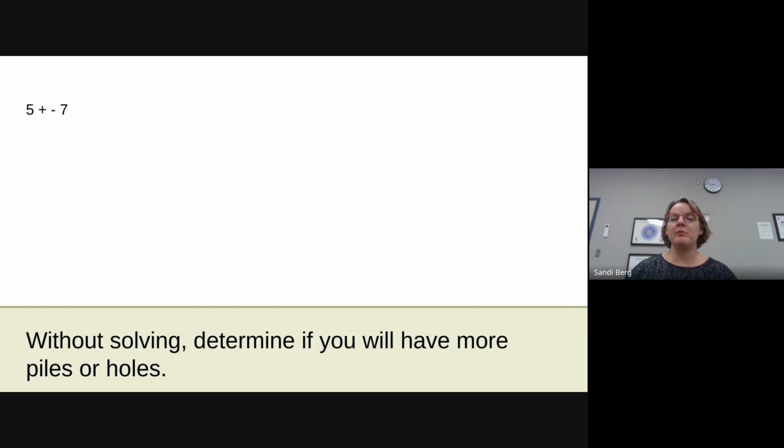So I have 5 piles and I've got 7 holes. I will end up with more holes. What about this one? And yes, I guess I need to remove that equals 4. My apologies. So I've got negative 3, which is 3 holes, and I've got 7 piles. I will have more piles. What about this one?